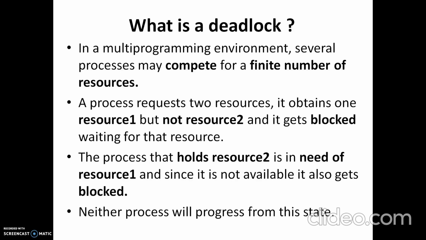Now the situation is that both processes have been blocked because they were in need of resources that are held by the other process. This situation is called a deadlock, and these two processes will never be able to progress from this condition unless the OS recognizes that there is a deadlock and does something to get them out of the situation. They will be permanently blocked.